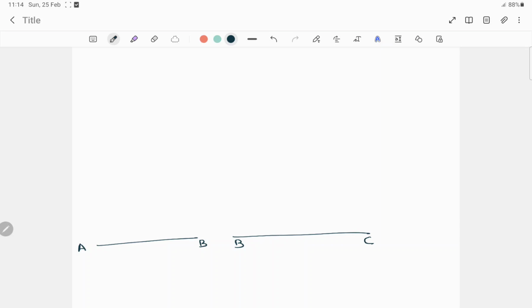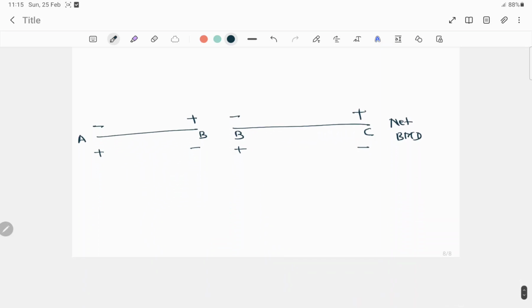And always remember, for the first span the upper will always be minus, plus, here minus, plus. This is the sign convention of the net bending moment diagram. And down will be positive, negative, positive and negative. So we have to follow this to draw the net bending moment diagram.